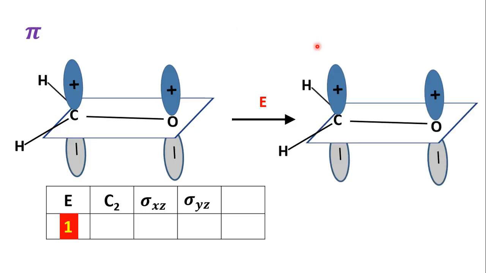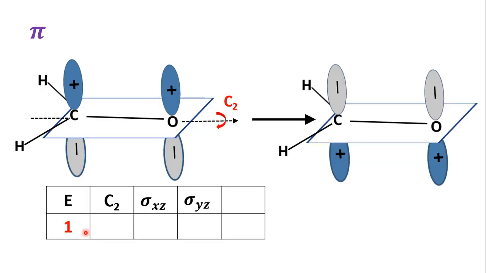E is the action of doing nothing. Everything, signs remain unchanged, and so the number is 1. Next we apply C2, that is rotation through 180 degrees, and when you rotate it through 180 degrees, the 2 positive lobes will come to the bottom, the 2 negative lobes will go to the top, so signs are changed, and so instead of +1, now you will get -1, antisymmetric.